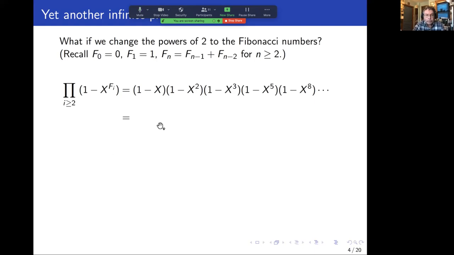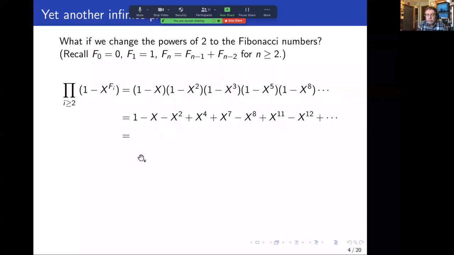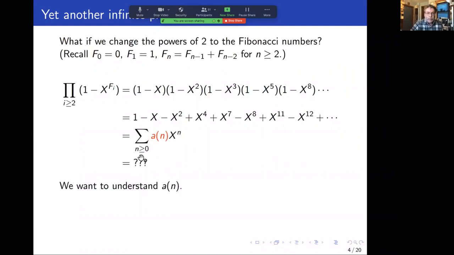Here are the first few coefficients. And you can see that unlike before, where we had plus or minus 1 coefficients, now there are some 0 coefficients. The coefficient of x cubed is 0, the coefficient of x to the 6th is 0, and so forth. So you might ask, what are these coefficients? Let's write it as the sum of a(n) x to the n. And then the question is, what is a(n)?